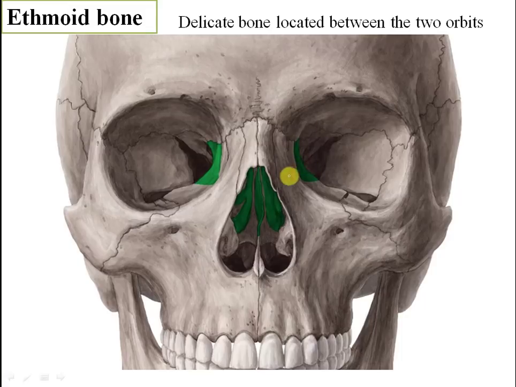Now the ethmoid bone. The ethmoid bone is located here in between the two orbits. So it forms part of the medial wall of the orbit on each side. As you can see, the ethmoid bone has this perpendicular plate which participates in the formation of the nasal septum. So the bony nasal septum is formed by the perpendicular plate of ethmoid bone superiorly and the vomer bone inferiorly. Also, the ethmoid bone participates in the formation of the lateral nasal walls.